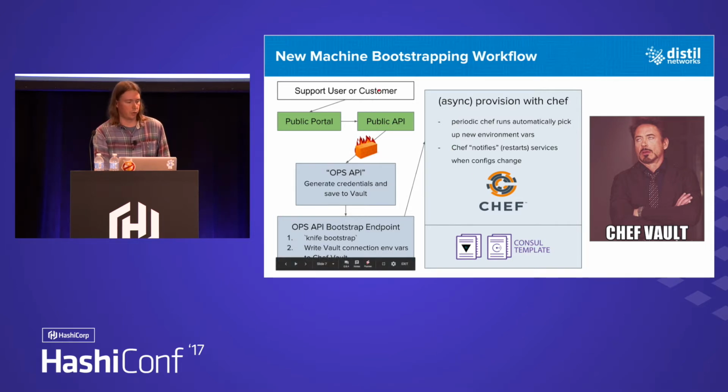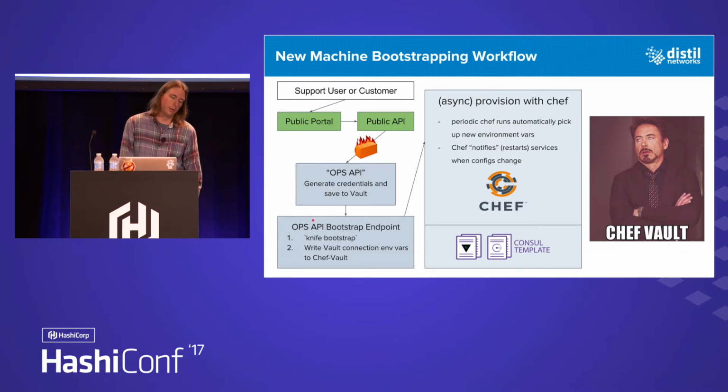So it starts with a support user or a customer who says, OK, we have a new machine. We need to provision this. So they go to the public portal. This is the user. Public portal hits the public API, and then this makes a call into the ops API. This is the piece that I manage. And this is blocked by a firewall. This is not really necessary, but it helps me sleep at night. So I save the credentials to Vault, and at this point, we're able to bootstrap the node in Chef.